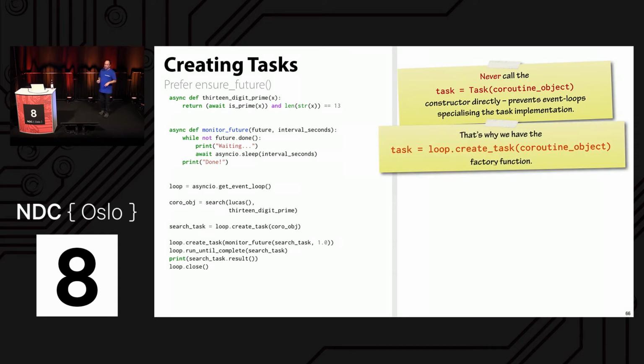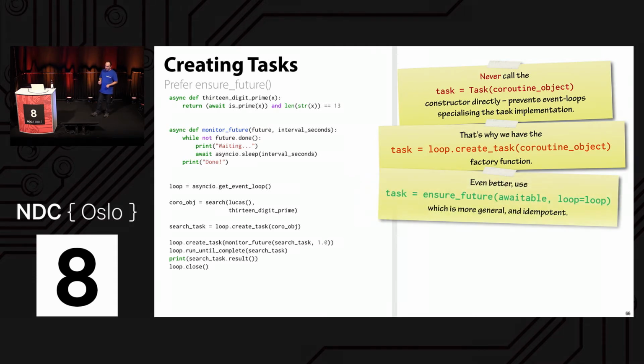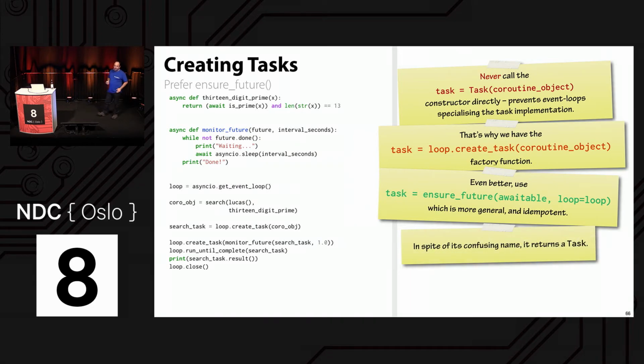You should prefer to call the create task factory function. Even better, and in a particularly confusing way, the correct way to create a task in asyncio is to call a thing called ensure future. This is obscure, but it is the right way to do it. It's more general in that it accepts awaitables, not just coroutines, and it's also idempotent, so it will avoid wrapping the same task up in more and more tasks if you happen to call it more than once. So in spite of its confusing name, it does actually return a task.